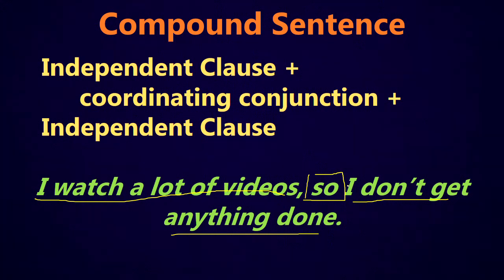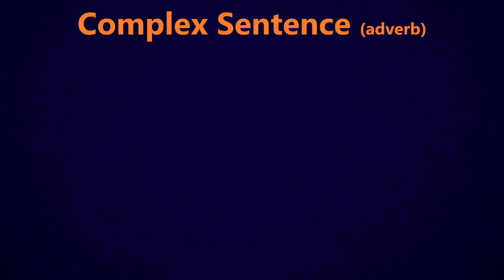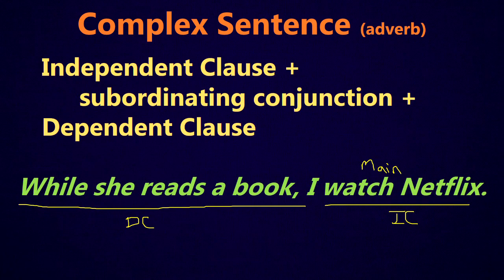I watch a lot of videos, so I don't get anything done. Now, because of the word so, if I flip these, then it changes the meaning of the sentence, so I can't do that. But with these complex sentences, I can flip them around, but the conjunction has to stay with the dependent clause. It's like they're glued together.